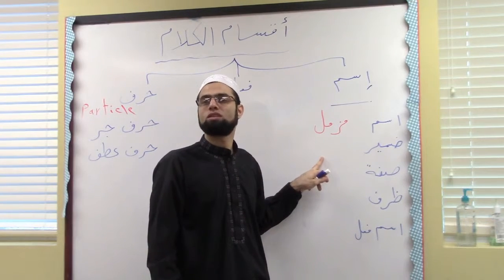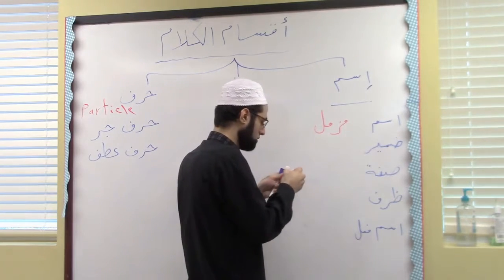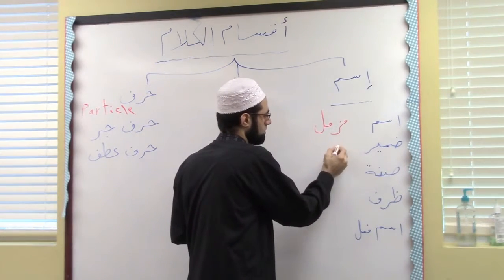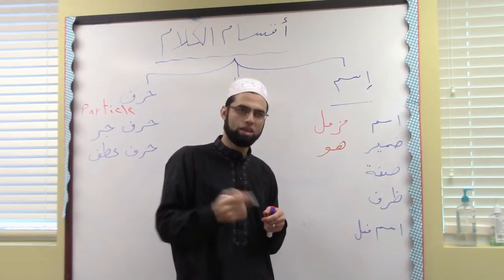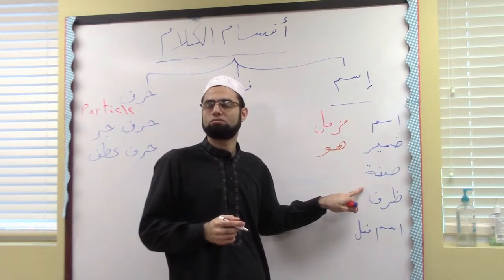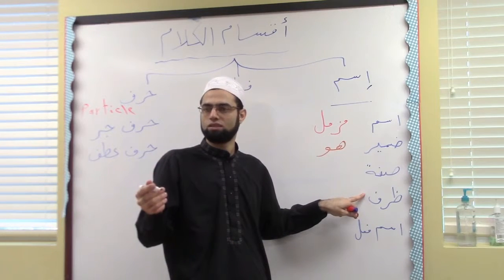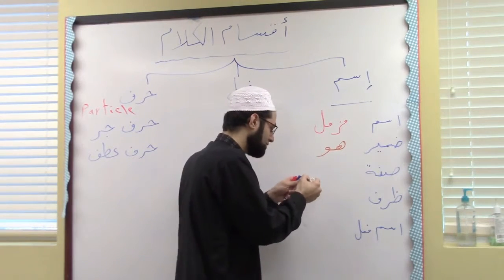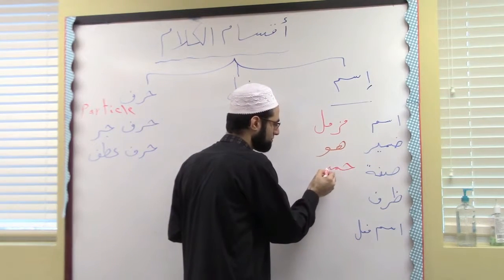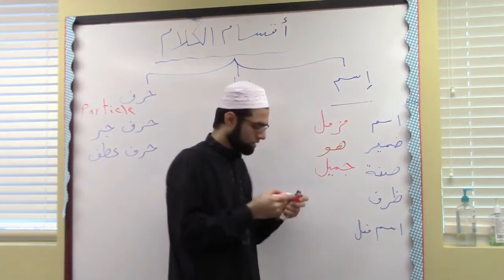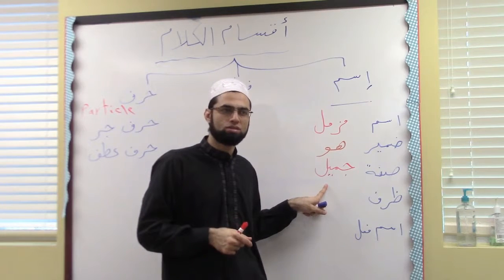Damir, huwa. What does damir mean? Pronoun. Very good. Huwa means what? He. Now, sifa. Sifa means what? Adjective. Give me a sifa. Jamilun. Masha'Allah. Jamil. Muzammil huwa jamil. So sifa means adjective. Jamil means beautiful, right?